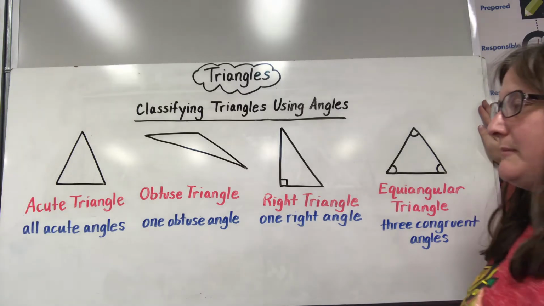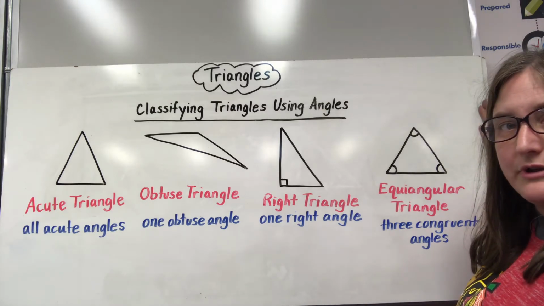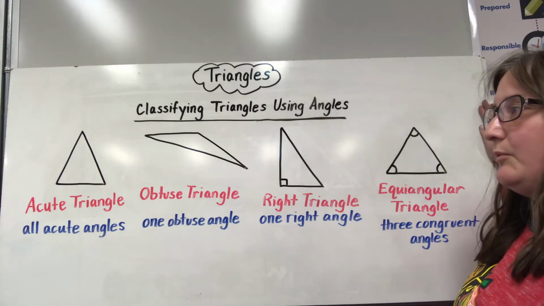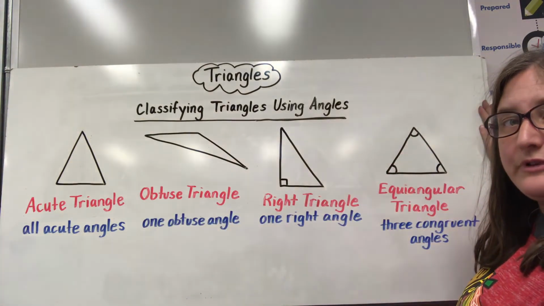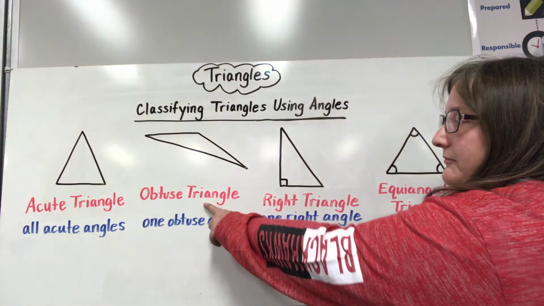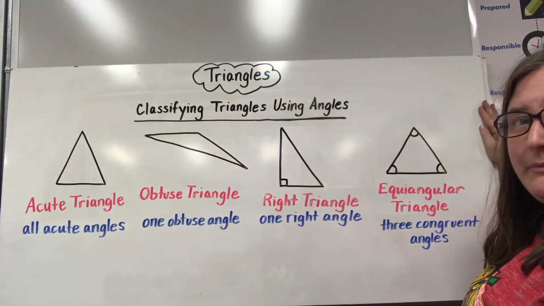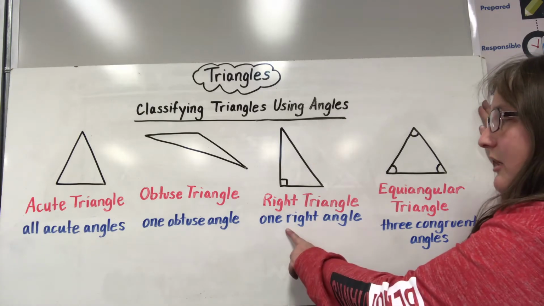So the first thing that we may come across are triangles where all the angles are less than 90 degrees, or all acute angles. We call this an acute triangle. If one of those angles that we see in the triangle is obtuse, it's an obtuse triangle. If one of the angle measures is 90 degrees, or a right angle, it's a right triangle.